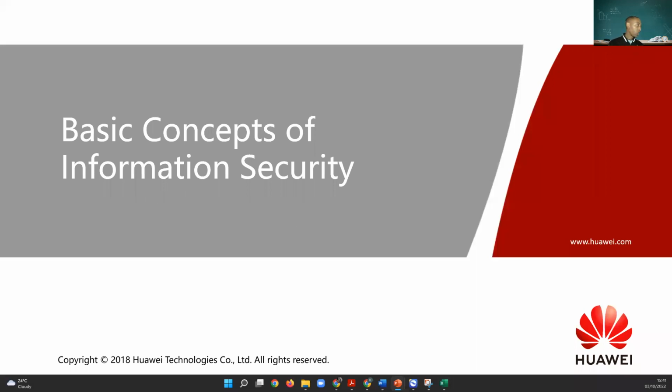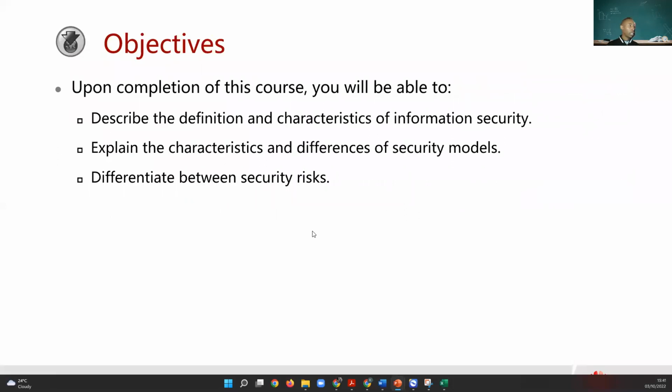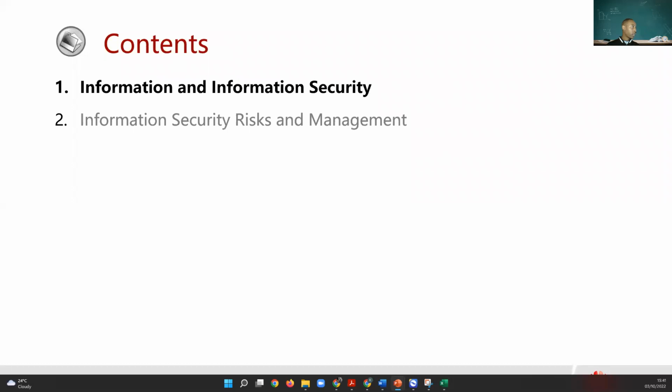So let's go on to this. At the end of this first part of this course, you'll know how to define and know the characteristics of information security. You'll allow me to say InfoSec, that is how we usually put it in short form. Then you'll also get to know the characteristics and differences of security models, and we'll know how to distinguish between the different security risks that are there.